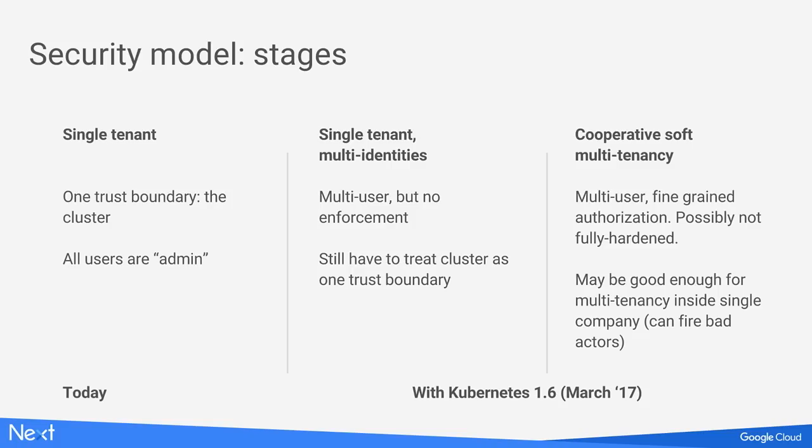We have these various security models. The way it works today is single tenant. There's one trust boundary, which is your entire cluster, and all users are admin. But with some features coming in Kubernetes 1.6, including role-based authentication, which we'll cover more in depth later, we are moving into a different model, single tenant with multiple identities. There are multiple users, no real enforcement, but you still treat the entire cluster as your boundary. So as long as you create multiple clusters for various projects or teams that you don't trust to be on the same one, then you're totally fine.